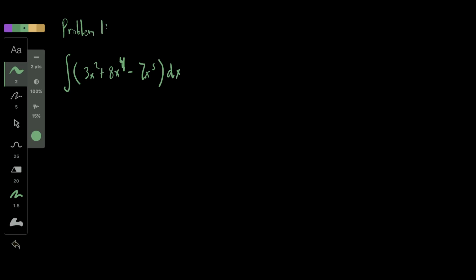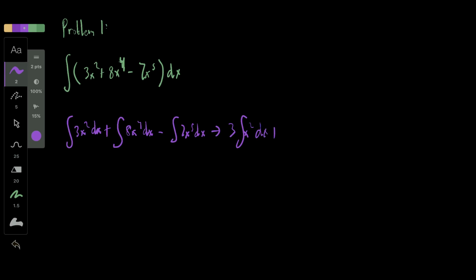This equation becomes the integral of 3x squared dx plus the integral of 8x to the 4th dx minus the integral of 7x to the 5th dx. Now, removing all the constants gives us 3 times the integral of x squared dx. Then what we have is 8 times the integral of x to the 4th dx minus 7 times the integral of x to the 5th dx.